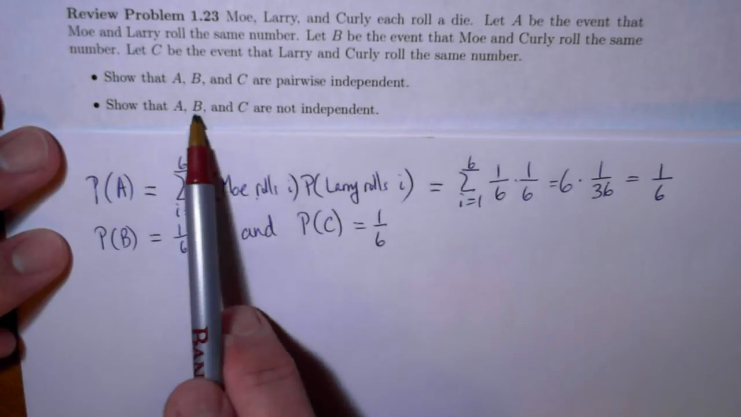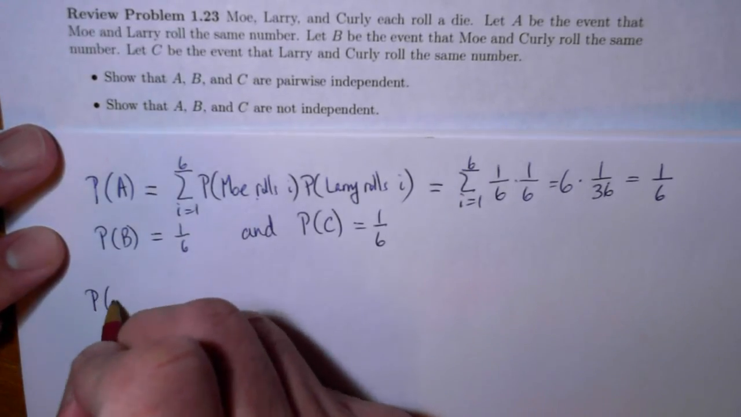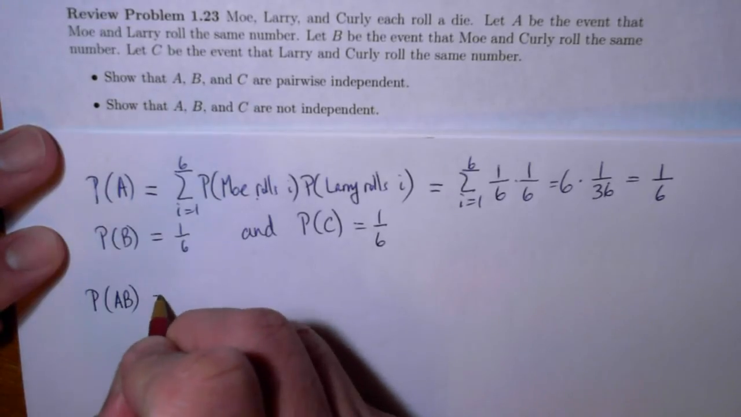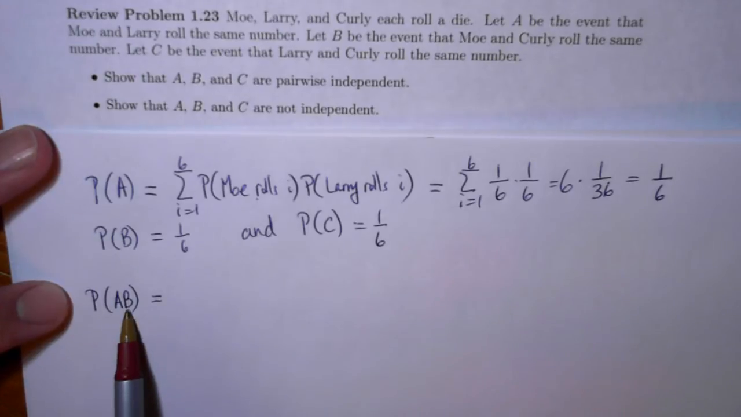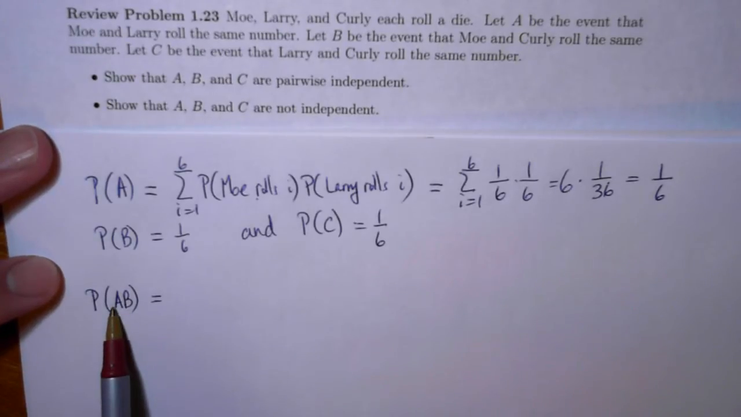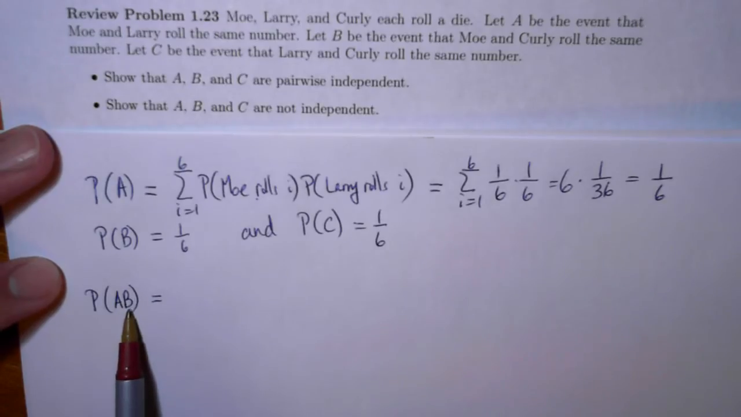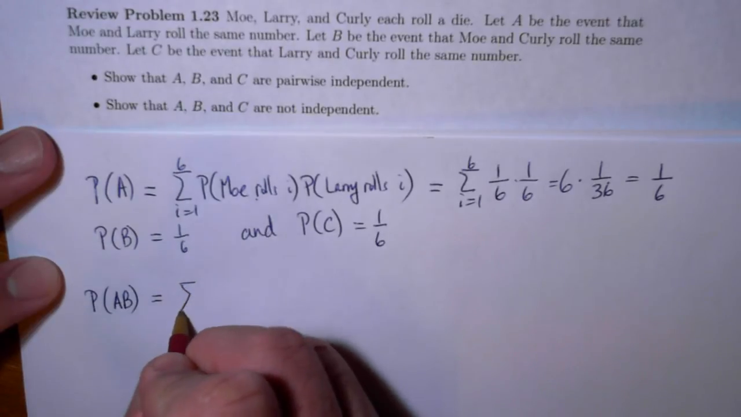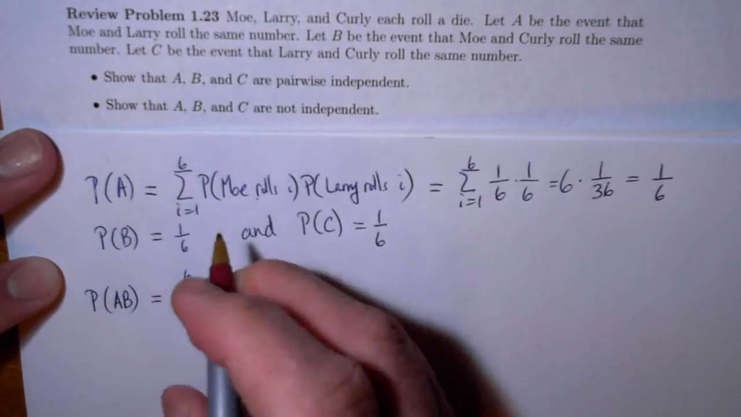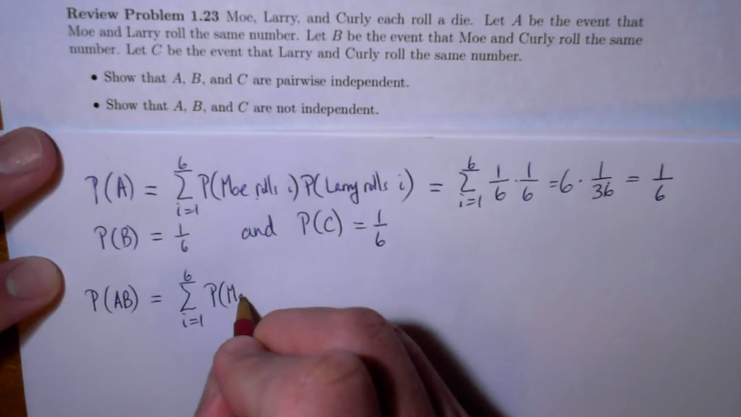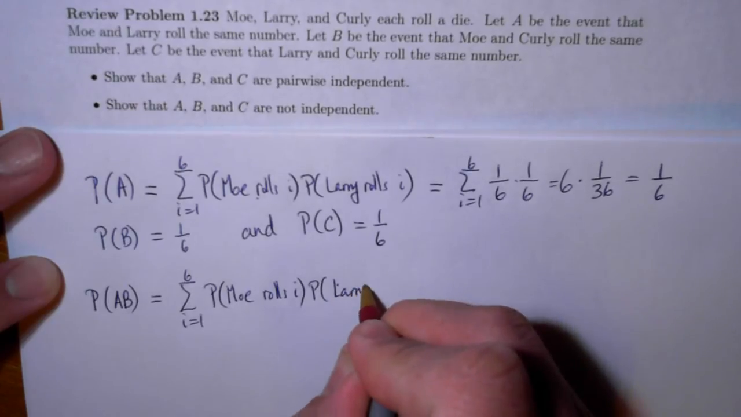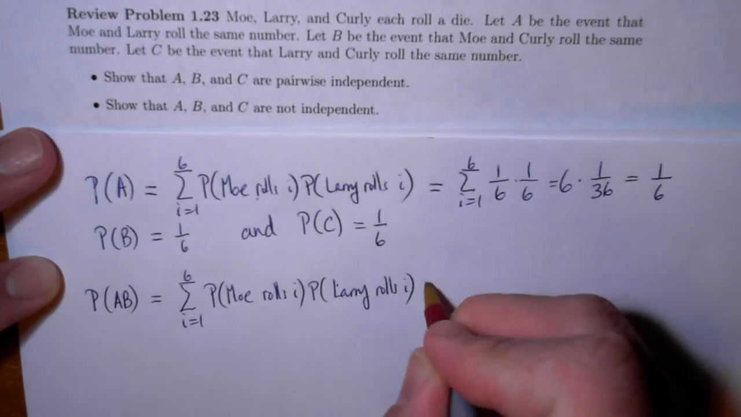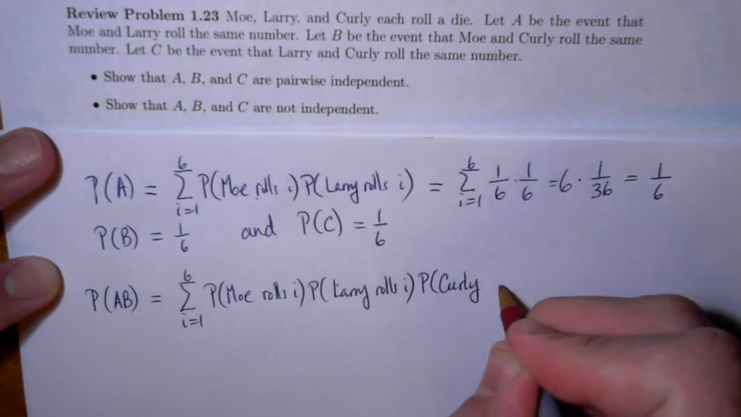Okay, so to show that they're pairwise independent, let's figure out the probability of A and B. What's the probability that A happens and B happens? So Mo rolls the same number as Larry, that's A, and B, Mo rolls the same number as Curly. And so therefore, Mo, Larry, and Curly all roll the same number. So that's the summation i equals 1 to 6 of the probability that Mo rolls a number, and the probability that Larry rolls the same number, and Curly rolls the same number.